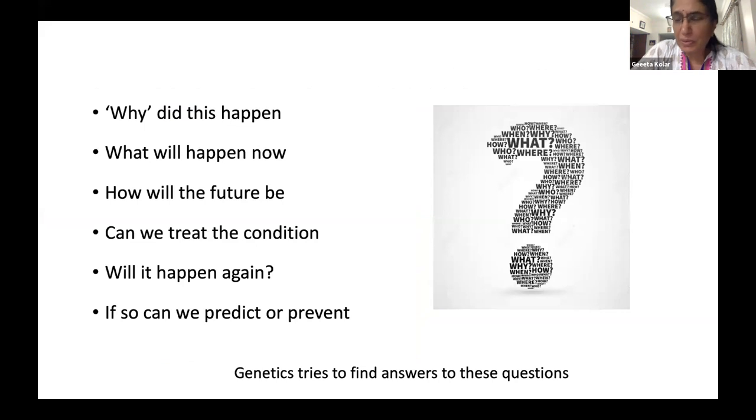So obviously, the patient had these questions. Why did this happen? What will happen now? I'm already 32 weeks. What is the future of my baby? Will you be able to treat this condition? Will it happen again? If so, should we have been able to predict or prevent it? Why was I not told before? Let's try to see how we handle this case.